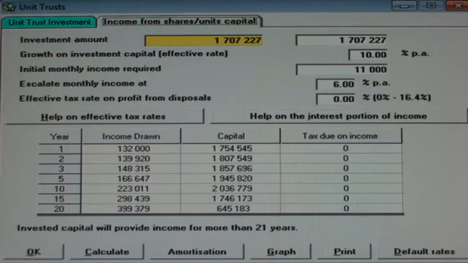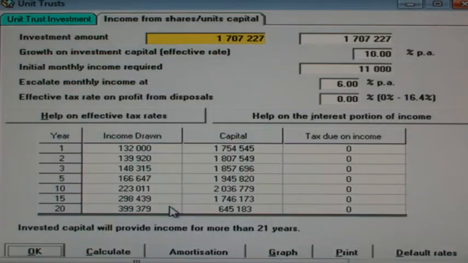It is true that there may be a small amount of income by way of interest income, but this is generally very little and, in most cases, negligible. Have a look at the 2 buttons on this screen explaining effective tax rates and the interest portion of income. This calculator offers very useful what-if scenarios.